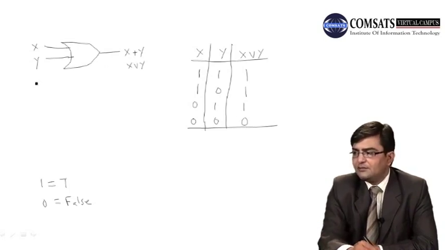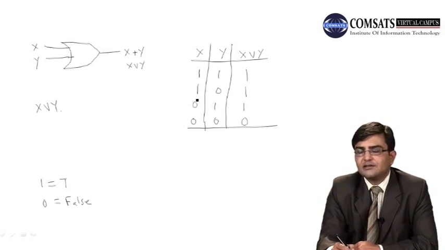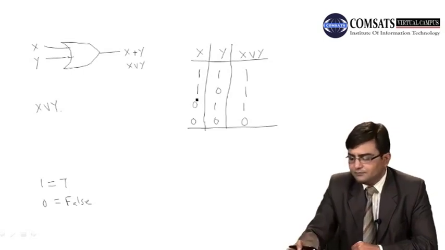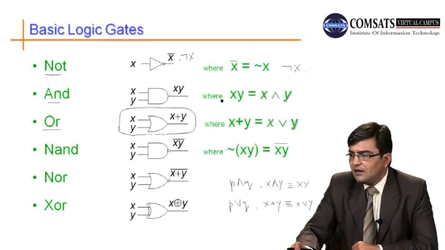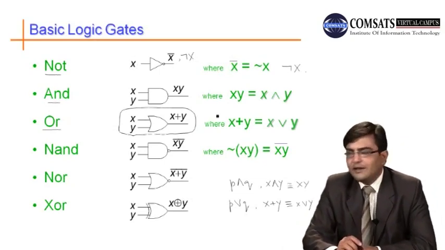So this logic gate basically behaves the same as the disjunction operator, X or Y. It is false when both X and Y are false, otherwise it is true. Similarly, we can construct truth tables for all possible values of these logic gates in the same way. There are other basic logic gates.